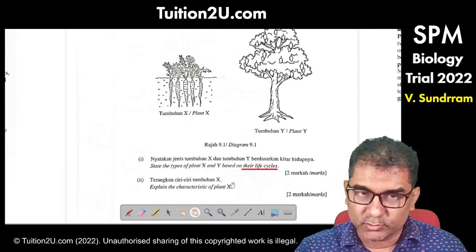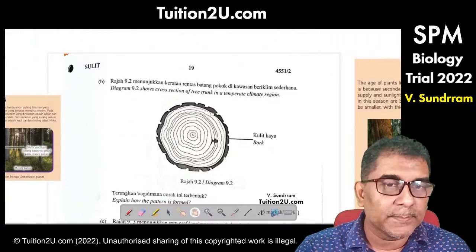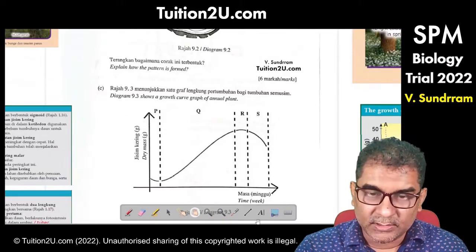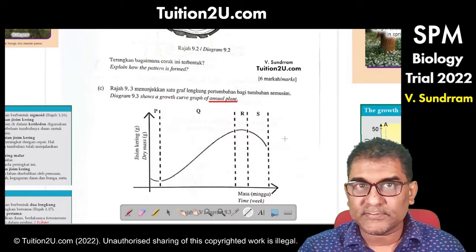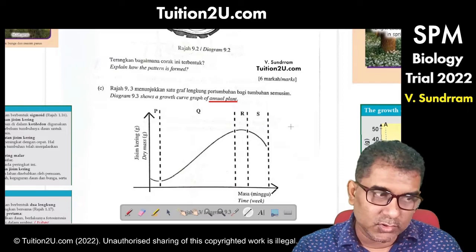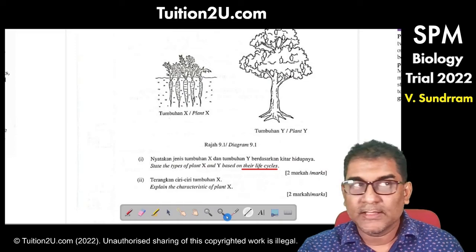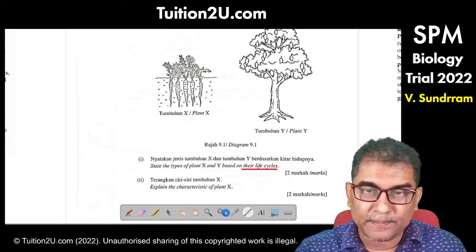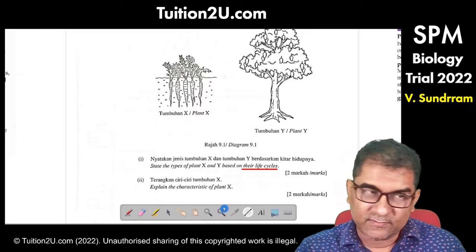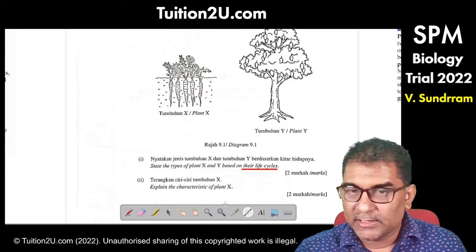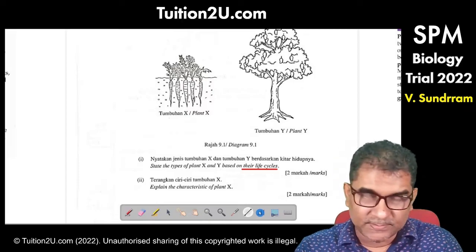If you want clues, we have question 2, question B and also question C. In question C, they already mention it's an annual plant, so that gives you a clue. Annual plant is one of the names. Besides annual plant, what are the other two types you learn? You learn biennial plant and perennial plant. So plant X is a biennial plant. Carrot is a biennial plant. A mango tree is a perennial plant. The names I'll show you after this.